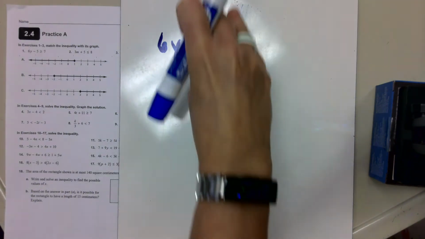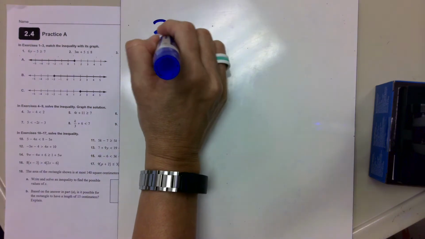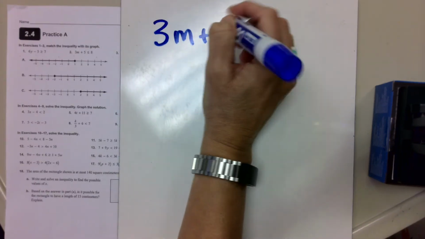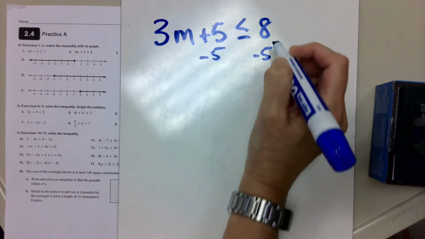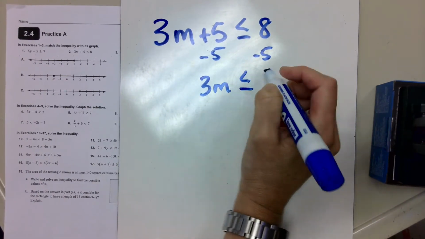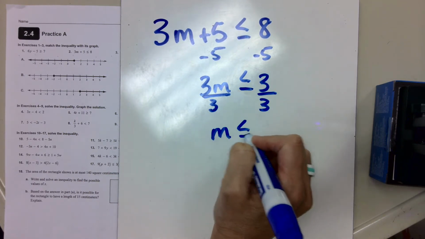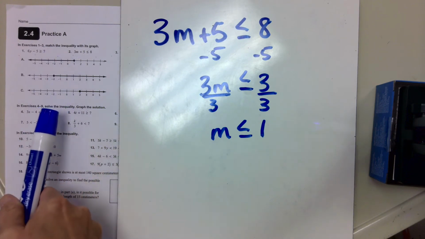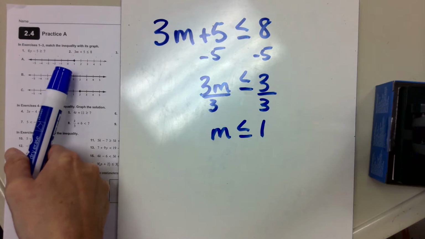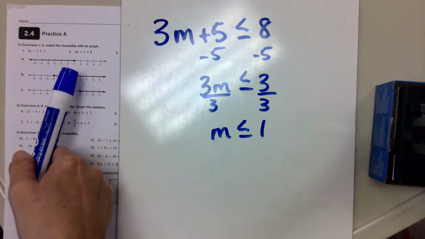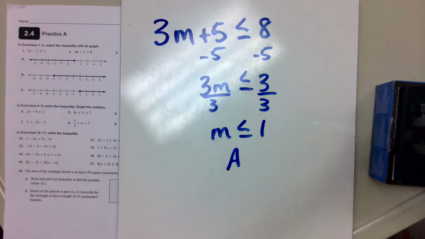Okay, so I'm going to try the next one here. So number 2 looks like this. 3m plus 5 is less than or equal to 8. Subtract 5 from both sides. 3m is less than or equal to 3. Divide by 3, and you get m is less than or equal to 1. Go over to the side, pick the graph that matches, which is letter A. It's highlighting every number less than 1, including 1. So this answer would be A.